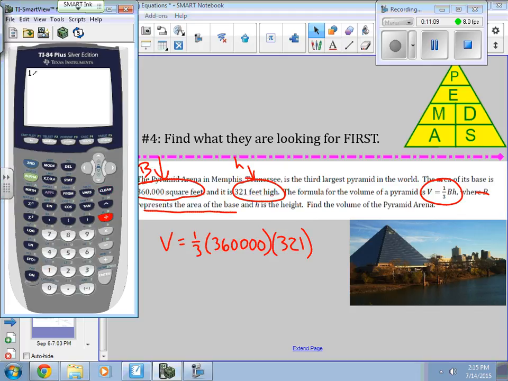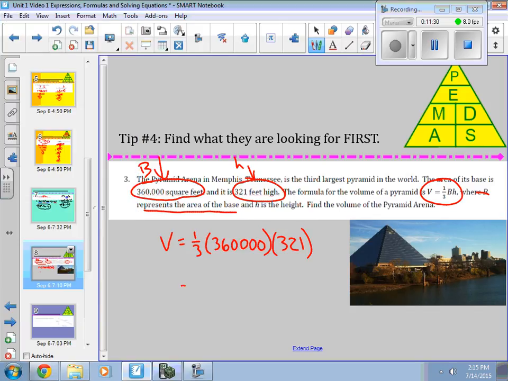1/3, you can type in as 1 divided by 3 times 360,000, and then hit times 321. If we hit enter, you get the volume. And sometimes it might be a bigger number like this, that's fine. So it looks like we get an answer of 38,520,000. And then we want to write units here. Everything was in feet. So this would be feet cubed for volume. And that would be our solution.